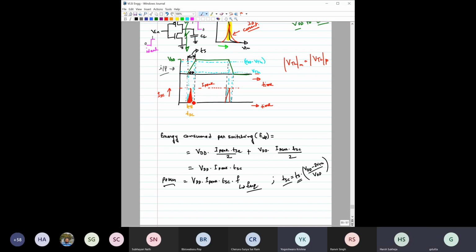What is the area of this triangle? Okay, half I into T_SC, half I peak into T_SC, right? So area is basically what? So this is current, right? This is time. So if you take the area, you are basically calculating what? Charge, right? Got it. I thought of it as a multiplication with a rectangle. That's why I got confused.